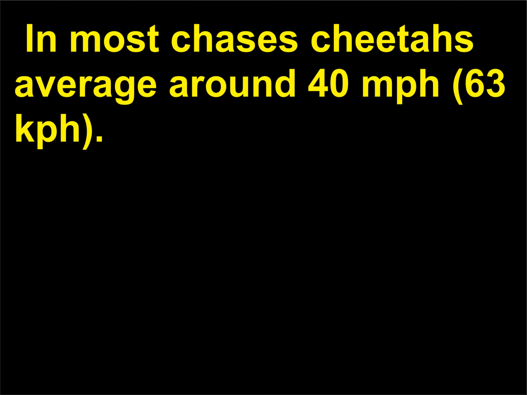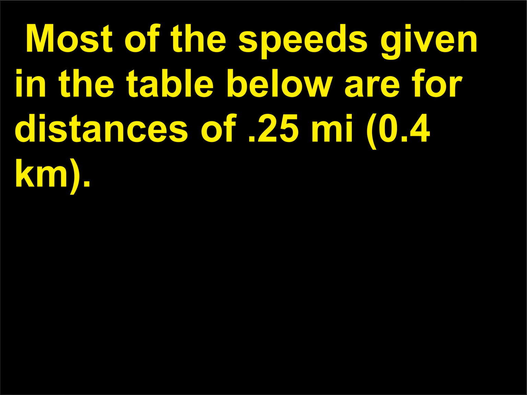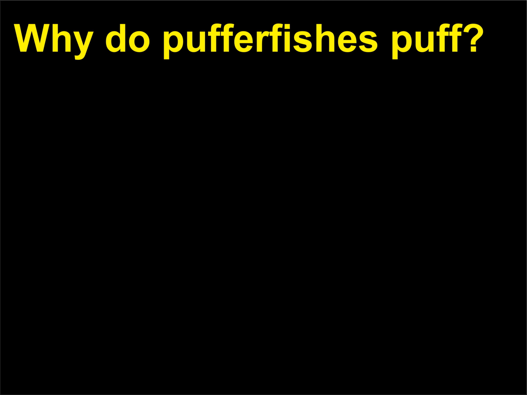In most chases, cheetahs average around 40 miles per hour, 63 kilometers per hour. Humans can run very short distances at almost 28 miles per hour, 45 kilometers per hour, maximum. Most of the speeds given in the table below are for distances of 0.25 mi, 0.4 kilometers. Why do puffer fishes puff?